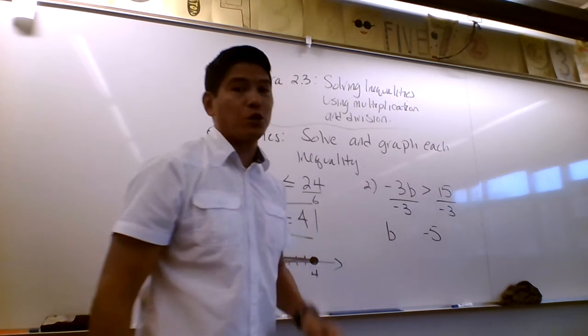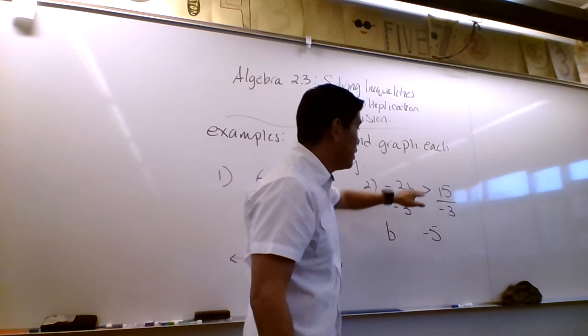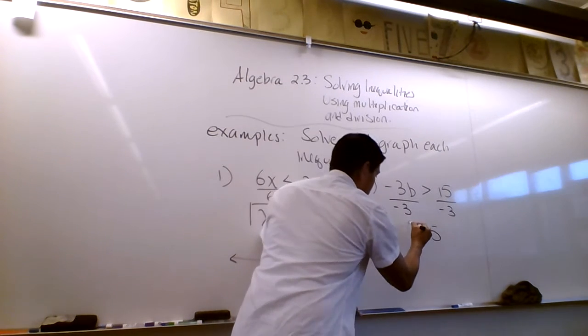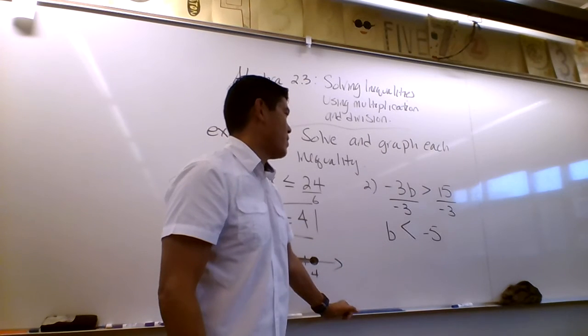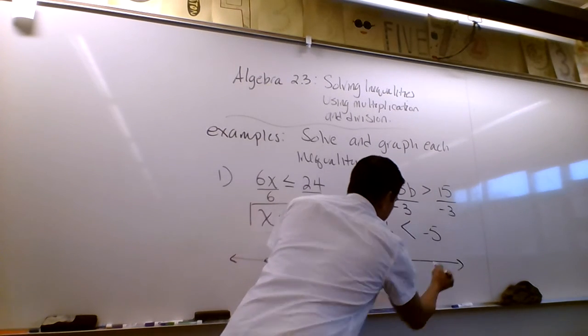But here's what you're going to have to remember every single time. Since we're dividing by a negative here, the inequality started off as greater than, so then it reverses or switches to less than. It's just flipping the inequality around. b is less than negative 5, and then we can graph that.